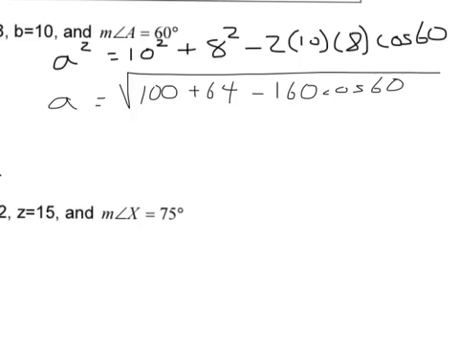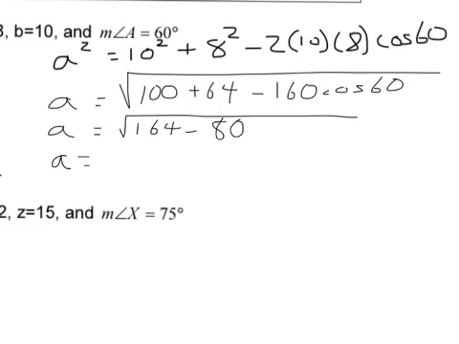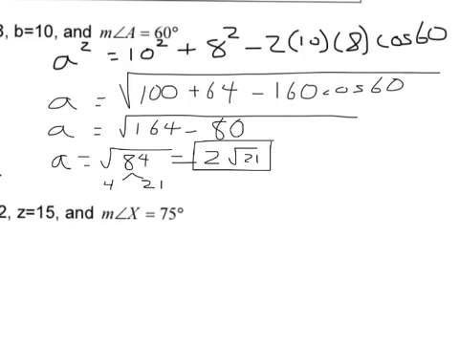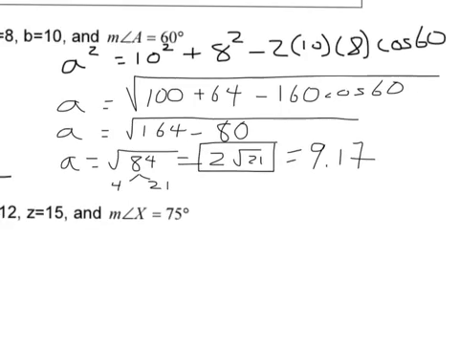So I go on to the next step. We get A equals, well, 100 plus 64 is 164, minus, well, 160 times 1/2 is just 80. And so then A equals the square root of 164 minus 80, which is 84, which if we were to factor that, we could take out a 4 and a 21. The square root of 4 is 2, so we would have 2 rad 21. And you could plug that in your calculator, and you would get about 9.17. There you go.